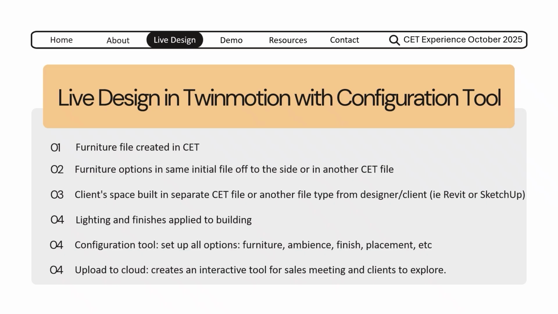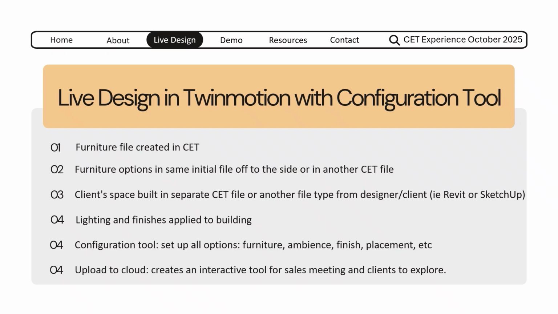You're still going to put the building, add the finishes, add the lighting. What's going to be different is all these options, you're going to set them up already. And that's with the configuration tool. So all those little buttons can be the different furniture options in there. It can be the different ambiances from day to nighttime. There can be different finishes or placement, all different things.